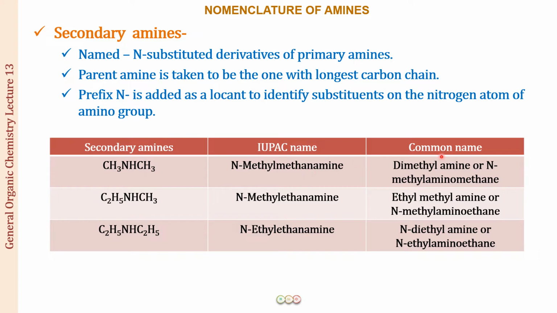And when we talk about the common names, it is going to be dimethylamine, or it can be N-methylaminomethane. Just like what you did for the primary amines, and I told you the prefixes on the first slide while we were talking about the classification of the amines, that is going to be helpful for the common names. Next we have this compound C2H5NHCH3. So how are we going to write this? As ethyl methyl amine or N-methylaminoethane, right? And the next one is going to be diethylamine or N-ethylaminoethane. Fine.